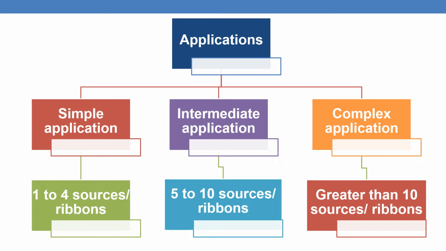Now, coming to the classification of brachytherapy based on number of applications, that is application of radiation source or ribbons. So based on applications, the brachytherapy is categorized into three types: simple application, intermediate application and complex application. In case of simple application, 1 to 4 sources or ribbons are used. In case of intermediate application, 5 to 10 sources or ribbons are used. And in case of complex application, greater than 10 sources or ribbons are used. The codes are categorized based on number of applications.